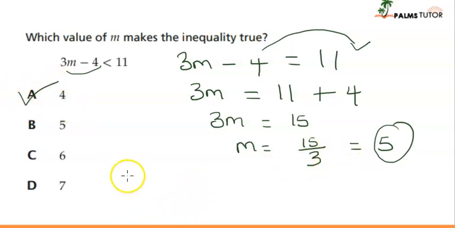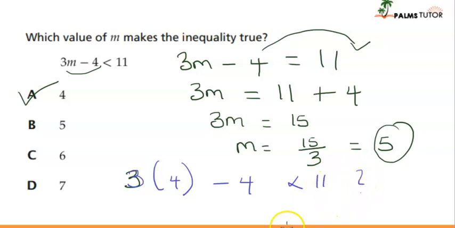If you check it, let me get that right. If I say 3 into bracket 4 minus 4 is less than 11, is this true? 3 times 4 is 12. 12 minus 4 is what? It is 8. Is 8 less than 11? Yes. So this value makes it true.